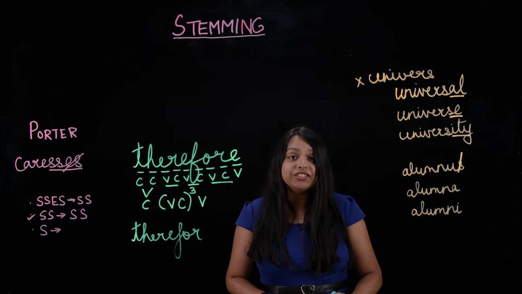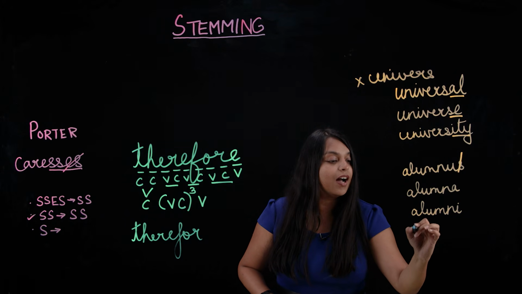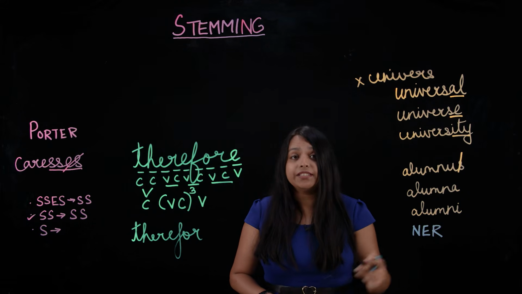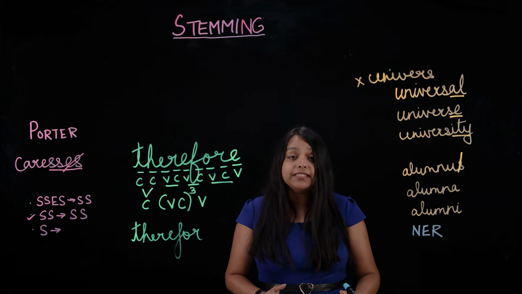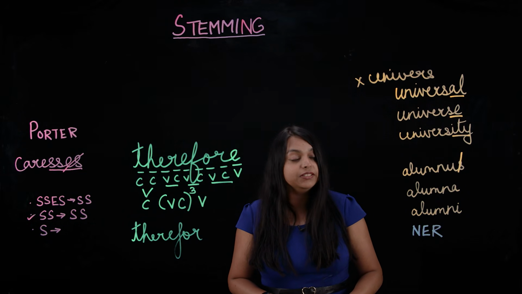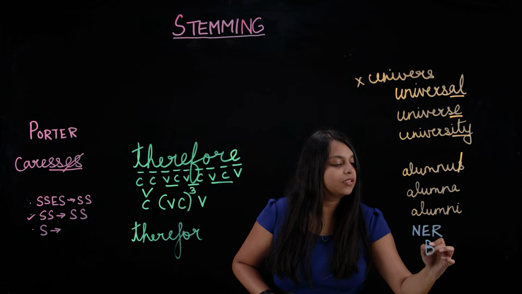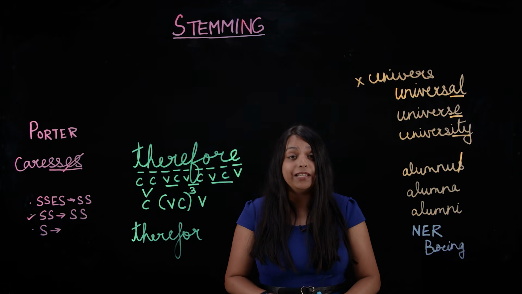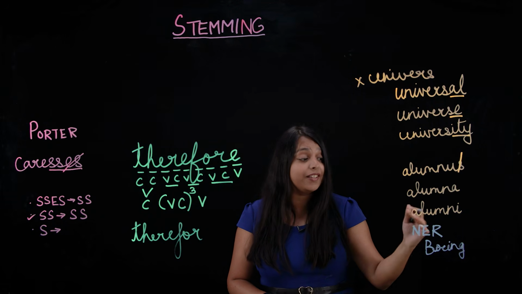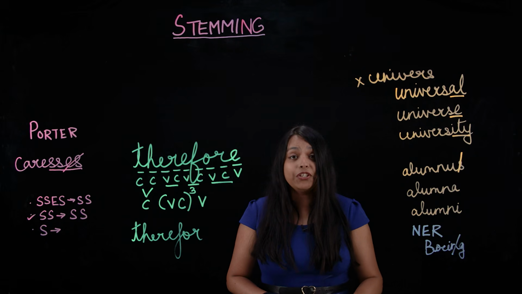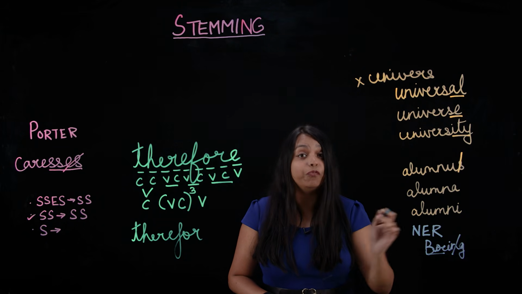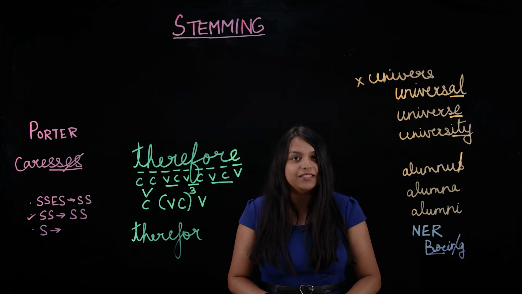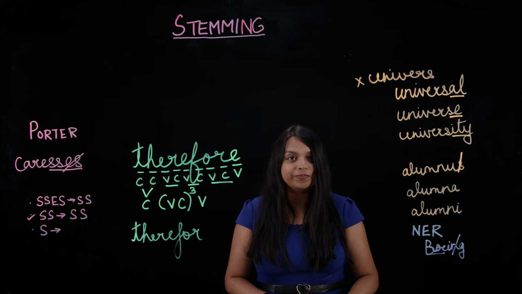Some of the other challenges that exist with stemming are it fares badly with named entity recognition. For example, you might have some proper nouns. Consider Boeing. Based on the examples that we've seen previously, stemming would remove the ing from it, giving you the stem of Boe, which we know is incorrect because it's a proper noun.